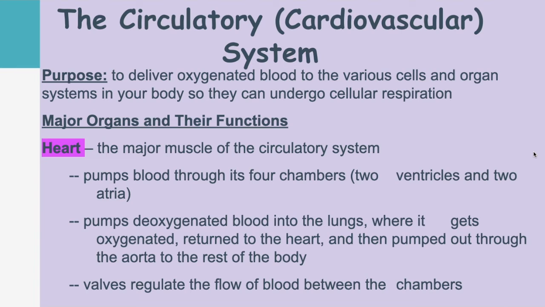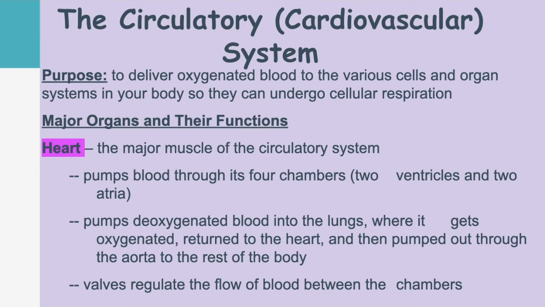All right, guys, so our circulatory system, also known as our cardiovascular system, you may see it both ways, so you may want to write that in your notes, that the circulatory system is also called the cardiovascular system. And its purpose is to deliver oxygenated blood to various cells and organ systems throughout your body so that they can undergo cellular respiration. So each of your individual cells has to breathe. Remember, they have to be able to do those 6 basic functions of life.